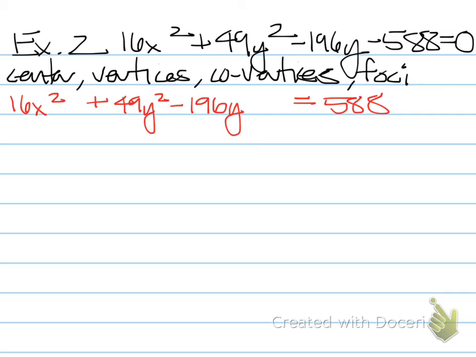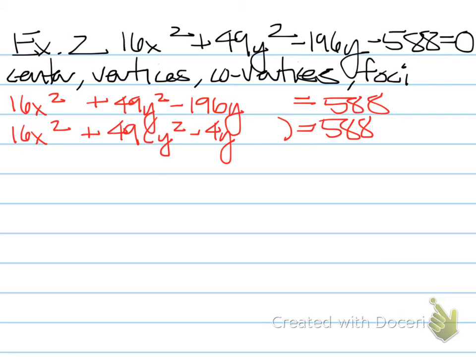First thing we need to do is group the x's and the y's together so that we can complete the square. Move the constant over to the right side of the equation. So in order to complete the square for the y's, first thing we're going to do is factor out a 49. Once we factor out the 49, our linear term is -4. Half of -4 is -2. -2 squared is 4. So 4 is going to complete the square. And we actually added 49 times 4 to the left side of the equation, so we need to add that to the right side.